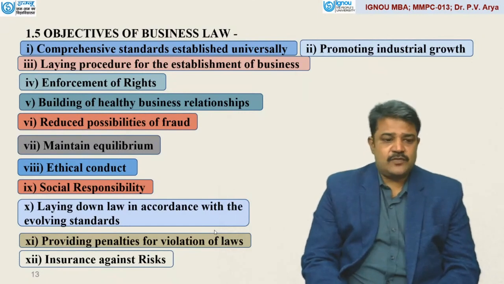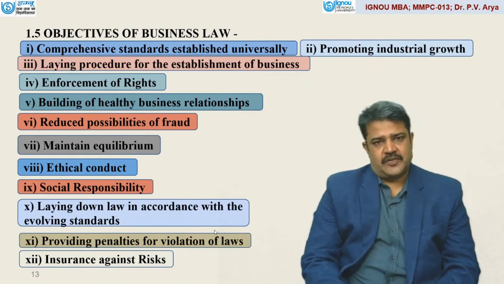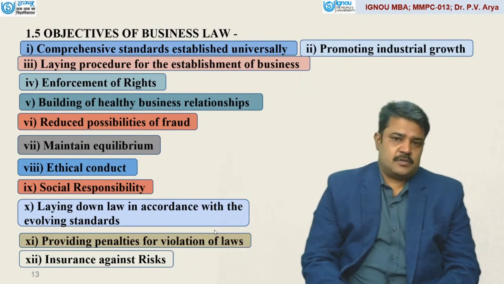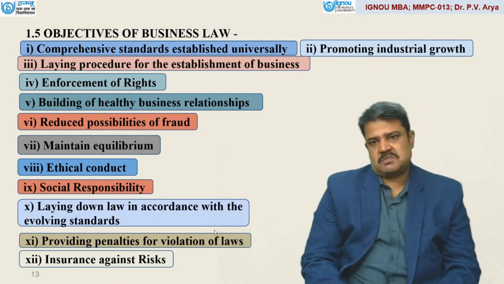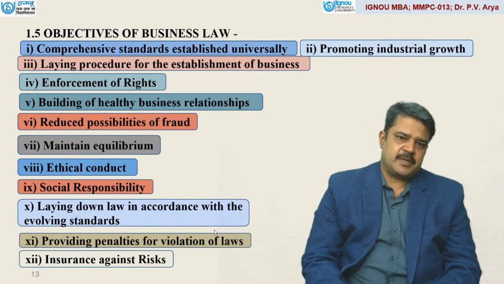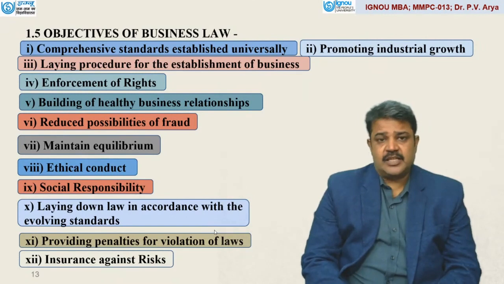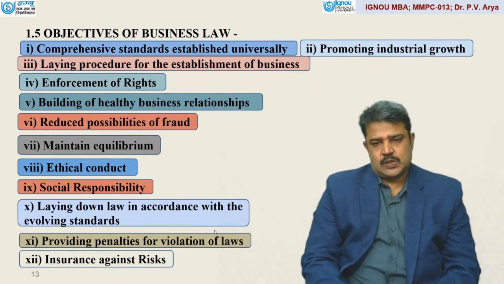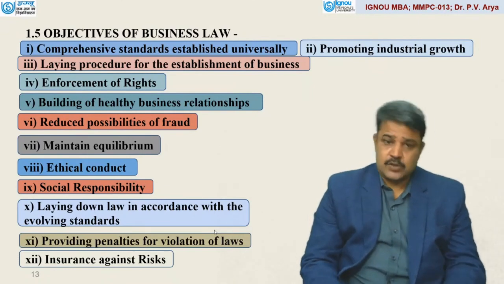Well, there is a provision for insurance against risk. Definitely, business is a risky affair. It involves the risk of losing money, resources, capital, everything. A lot of risk is there in any business activity. That is the elementary aspect of any business enterprise. So to avoid that risk, to cushion that risk, there is a provision of insurance. So one of the objectives of business law is to provide insurance against those risks.